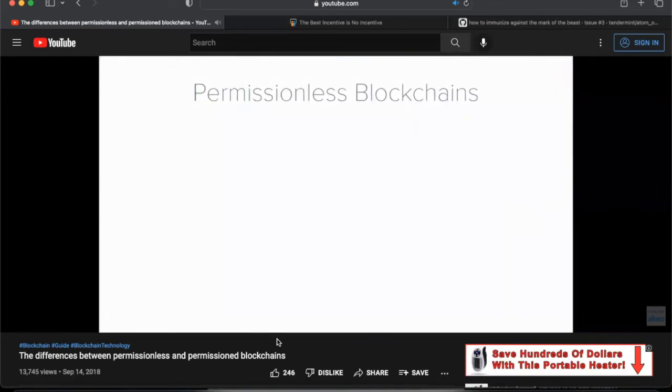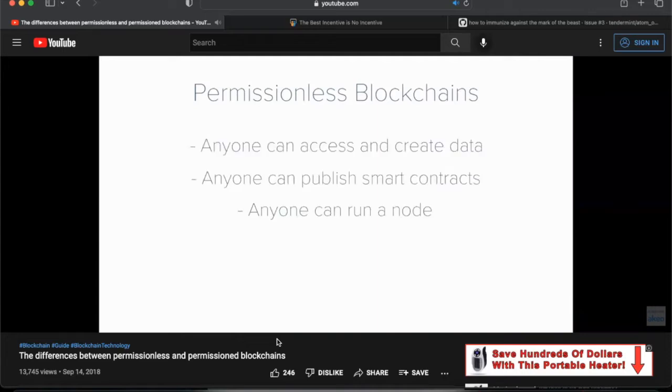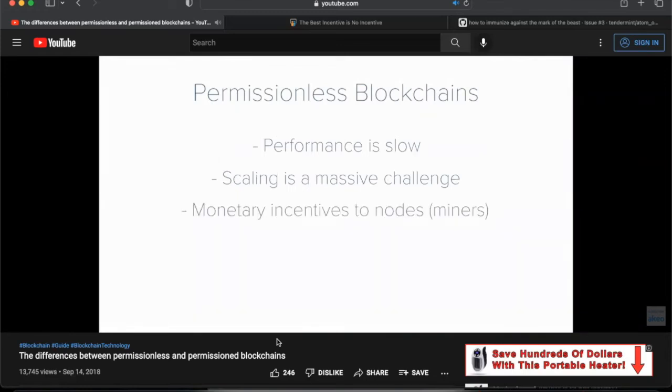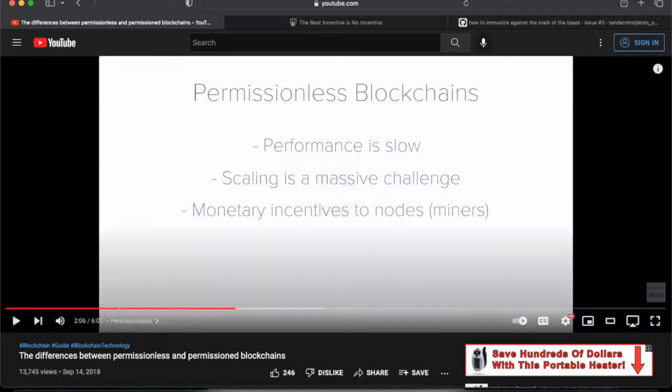Okay, so permissionless blockchains, anyone can access and create data. Anyone can create and publish smart contracts. Anyone can run a node. 100% transparent, so you can read everything. There's a relatively high level of anonymity. Performance is slow. Scaling is a massive challenge. There are monetary incentives for those running nodes, and because of the nature of the proof of work consensus algorithm, permissionless blockchains use an incredible amount of energy.